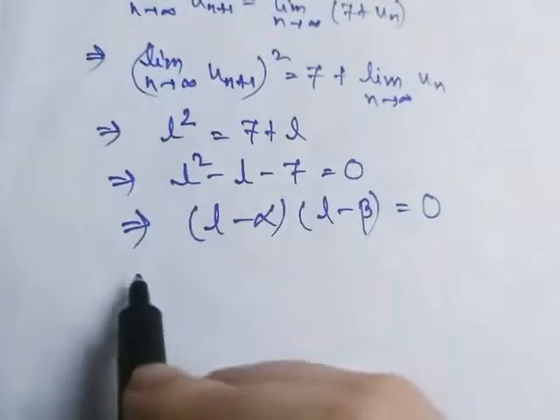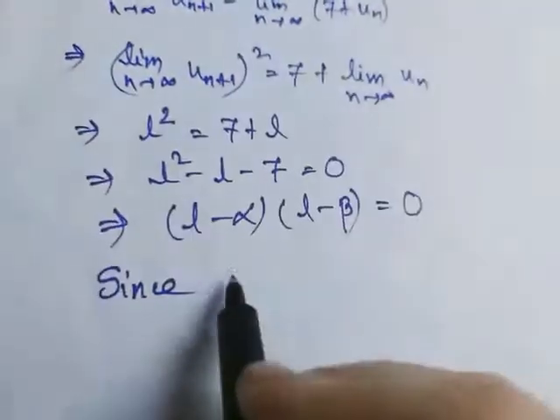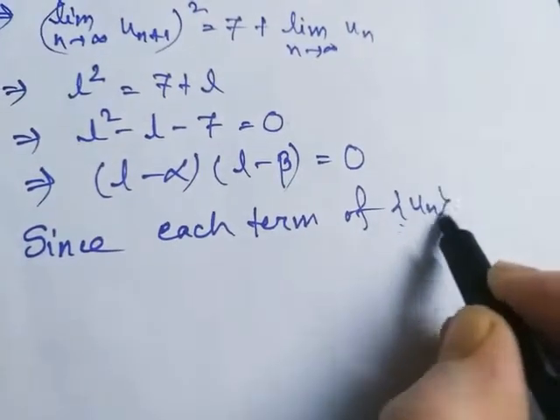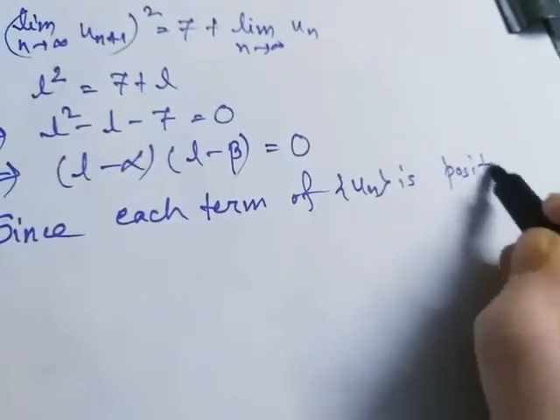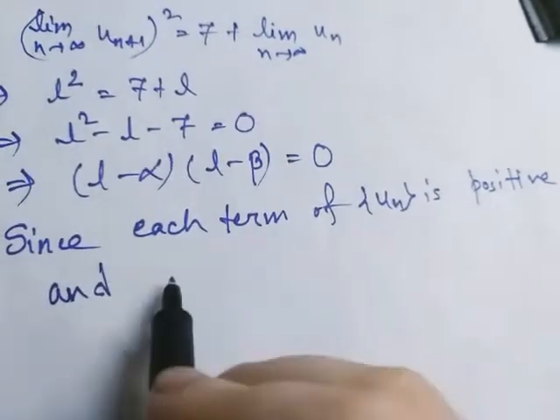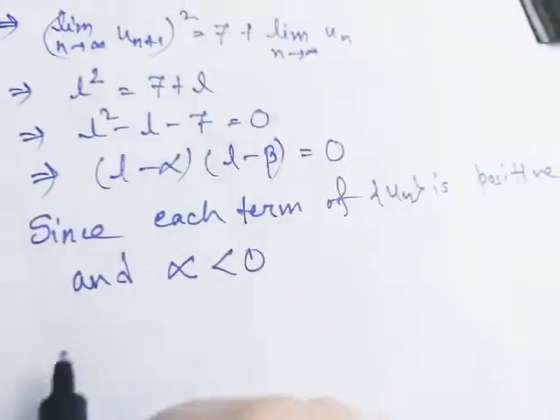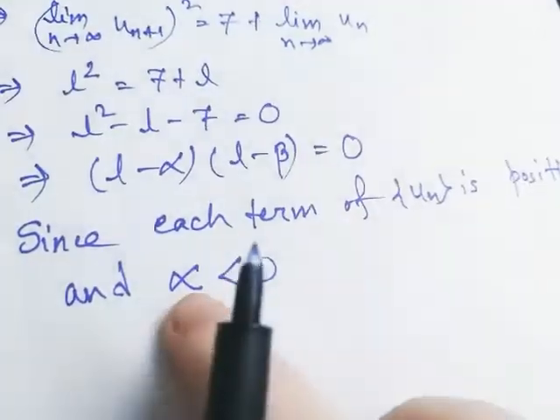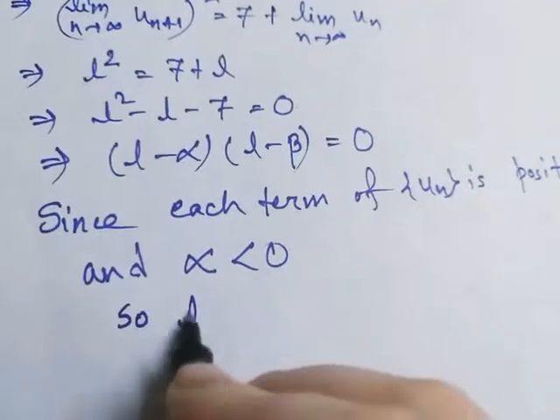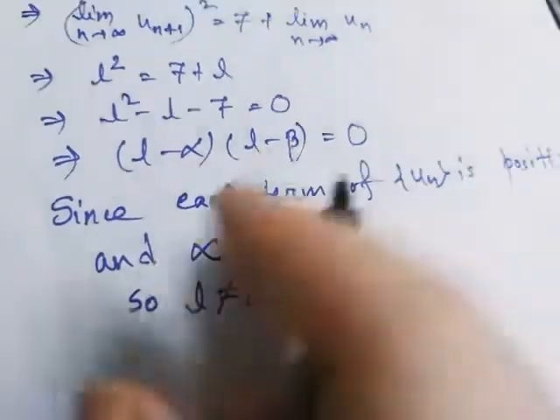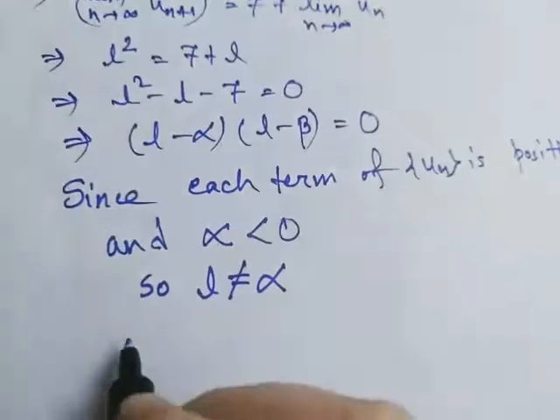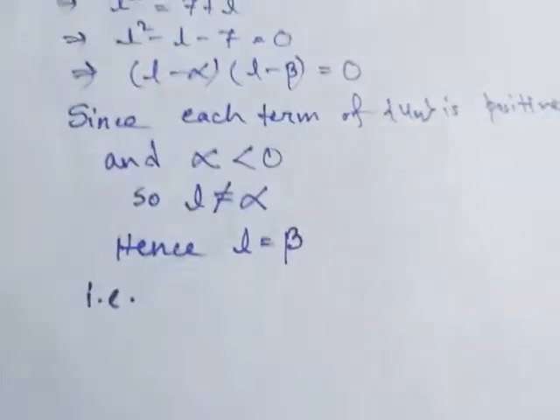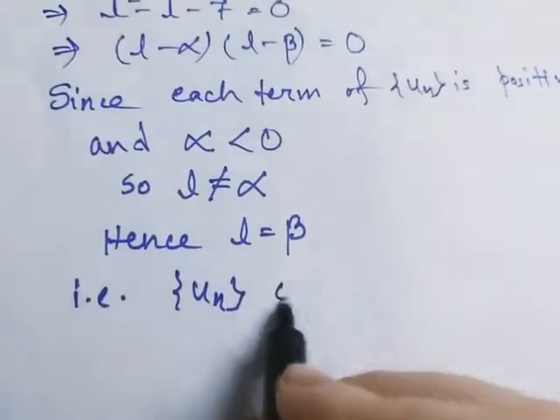Now, since each term of the sequence u_n is positive and we chose alpha less than 0, each term of the sequence is positive, so the sequence u_n cannot converge to a negative value. So L does not equal alpha, and we are left with L minus beta equals 0, hence L equals beta. That is, the sequence u_n converges.